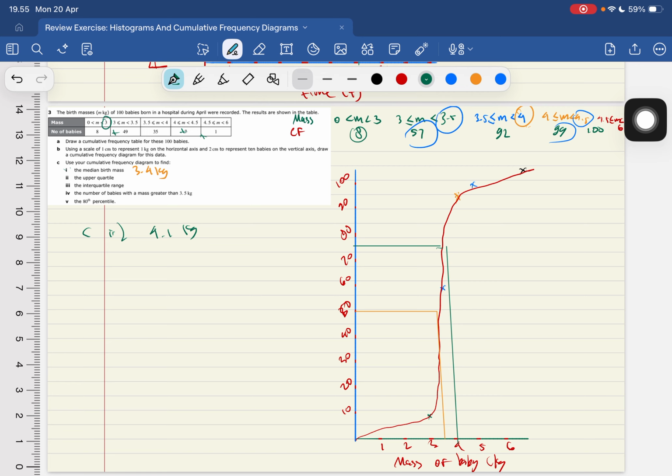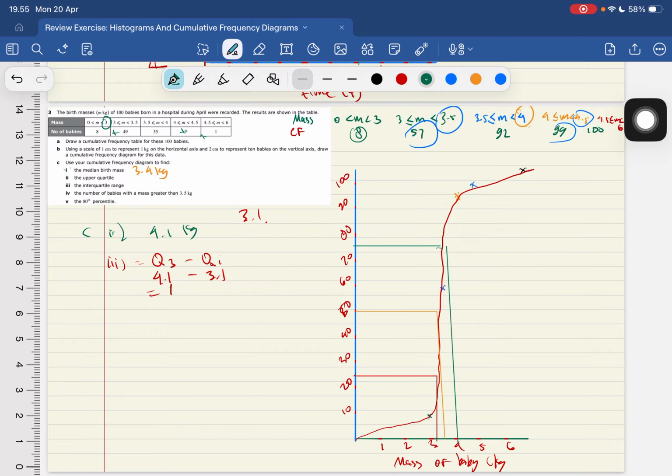We estimate the interquartile range, so we need to find the lower quartile, 25. Okay, it's 3.1. So the interquartile range is Q3, the upper quartile, minus the lower quartile. Upper quartile is 4.1, lower quartile is 3.1, so the interquartile range equals 1.